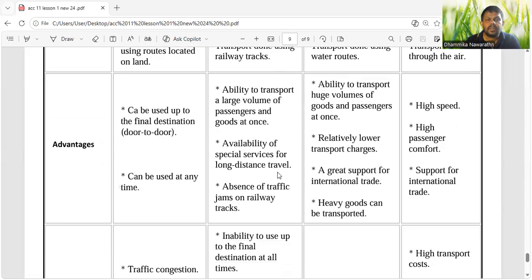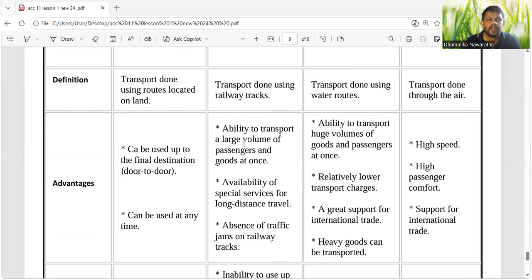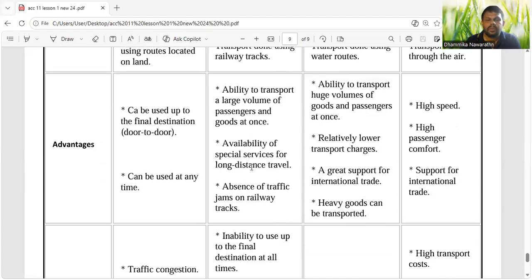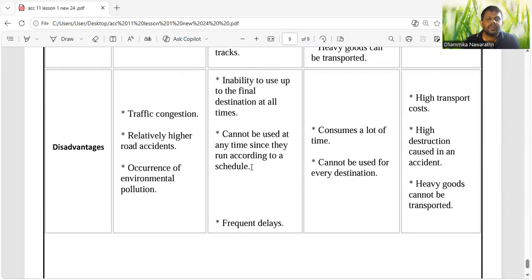Then when we come to the railway, a large volume of passengers and goods can be transported at once. For long distances, it is okay. There is an absence of traffic jams on the railway, that means traffic jams are mostly not there. This is good for long distance travel, with larger volume and no traffic. Then the disadvantages: frequent delays in Sri Lanka. Anyway, you can write it in the exam. They cannot be used all the time. It is a scheduled service.